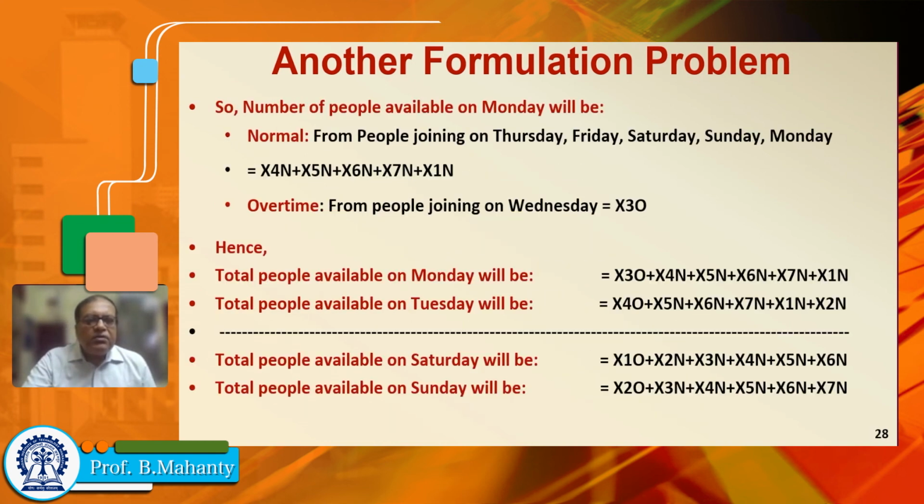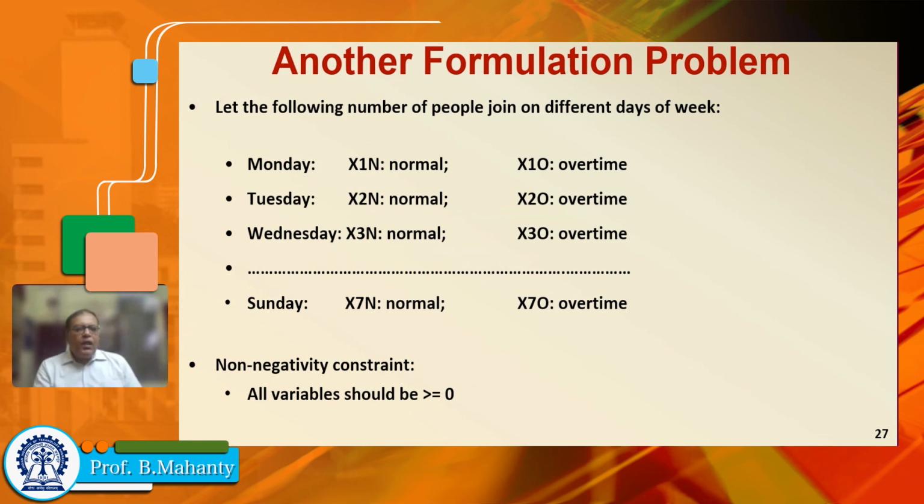But one thing one should remember. You see, when we define Monday, Tuesday, Wednesday to Sunday, that is X1N normal and X1O overtime. So these overtime people are also actually working. There are two ways this can be done. One way is that since these overtime people are also working, that also can be added. That is one way of going.